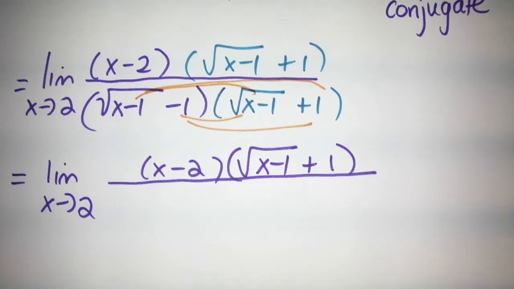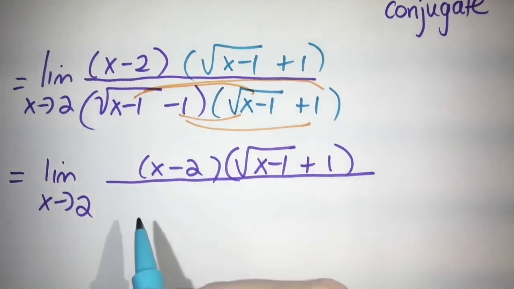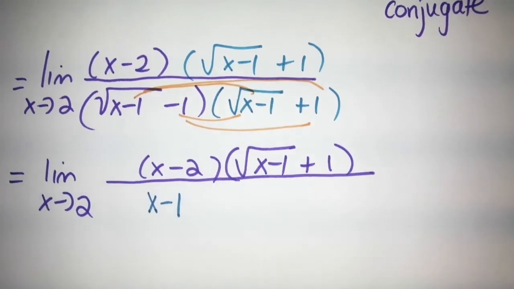Now on the bottom, we have the root times the root. Root x minus 1 times root x minus 1 is just x minus 1. Root 2 times root 2 is 2. Root 7 times root 7 is 7. So root x minus 1 times root x minus 1 is just x minus 1.